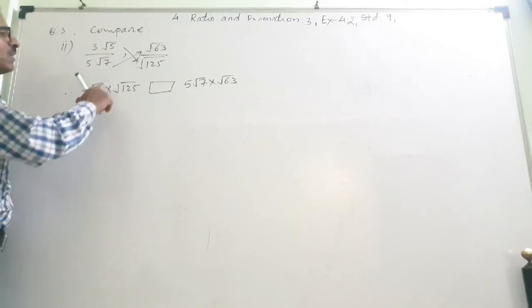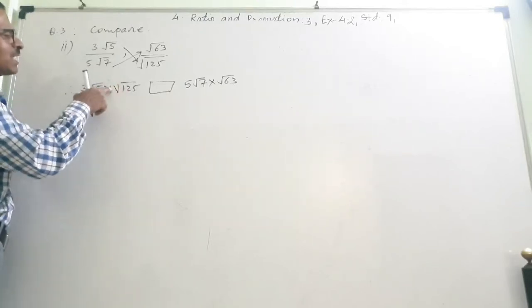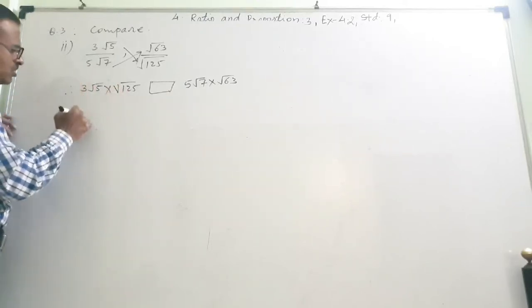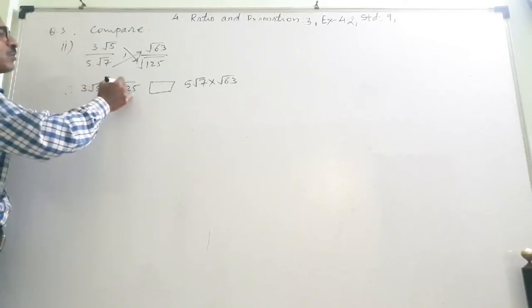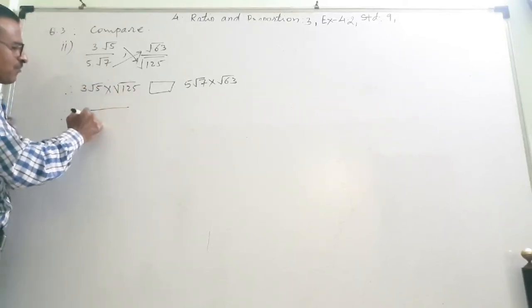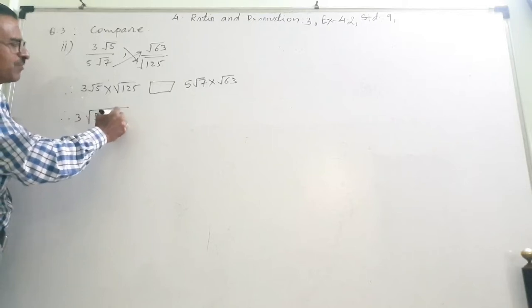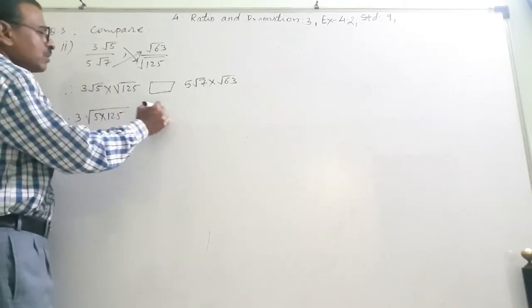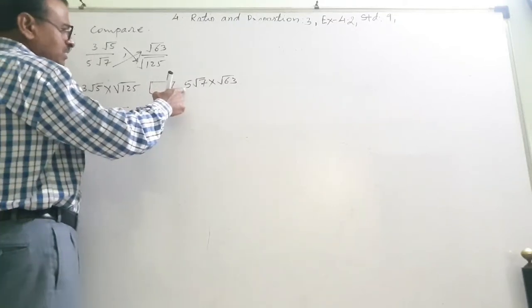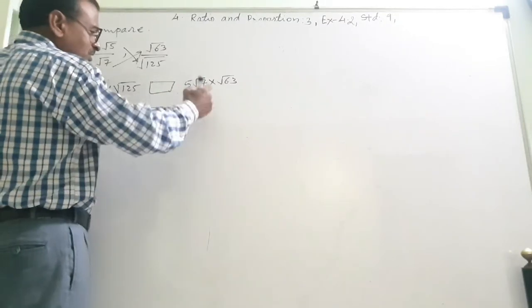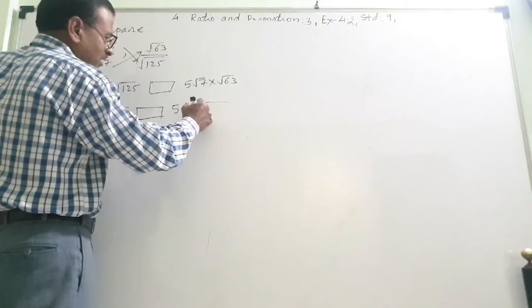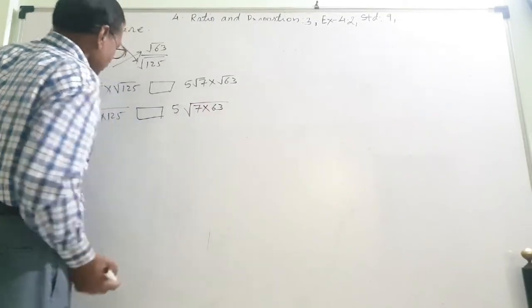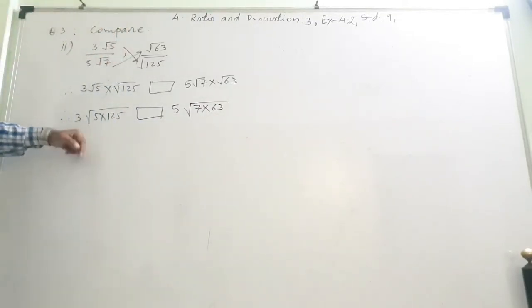Therefore, now how to multiply this? Here the number is 1. 1 into 3 is 3. And now they have the root sign. So I will write them 5 into 125. I can take them inside the root. Box. This is 5. This will be 7 into 63. Now how to find the square root? That we have done in standard 8. Find the factors of this.